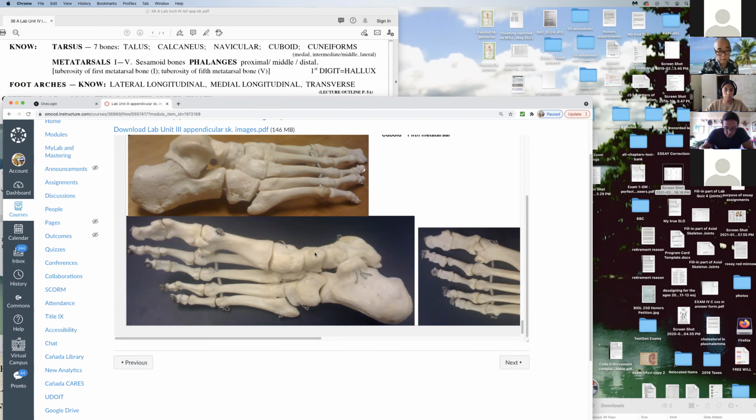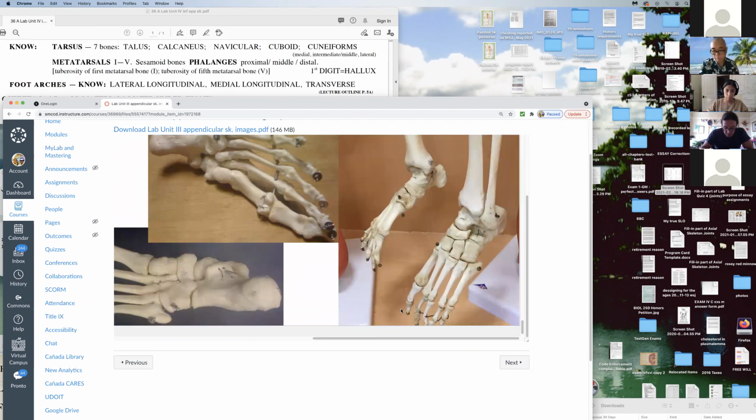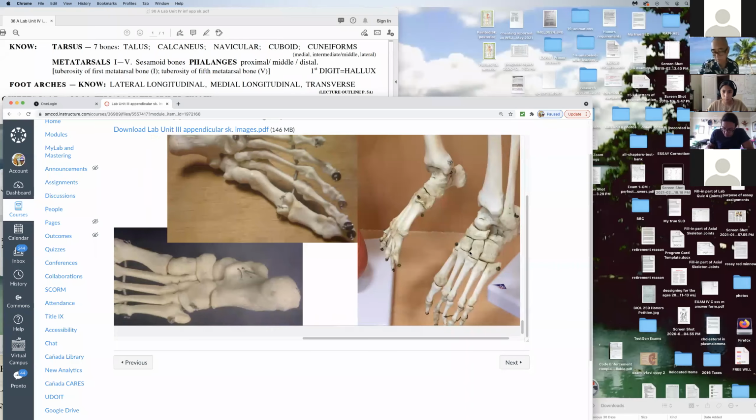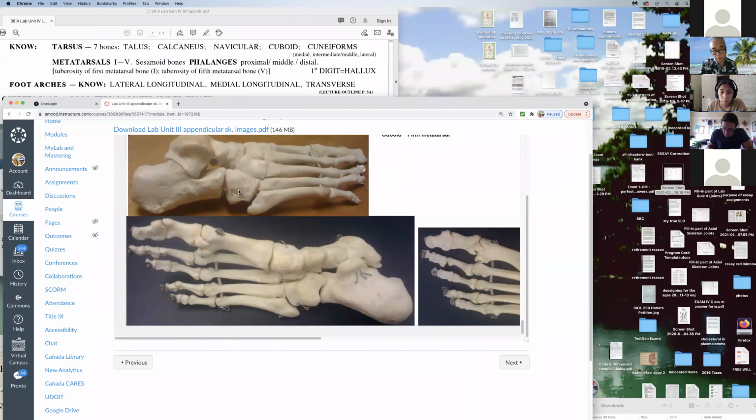And then the transverse arch: navicular, medial cuneiform, intermediate cuneiform, lateral cuneiform, cuboid. Those 5 bones make the transverse arch. For the transverse arch, navicular is the highest, that's the keystone. For the medial longitudinal arch, talus is the highest, that's the keystone. Lateral longitudinal arch, cuboid is the highest. That's the keystone. Okay.